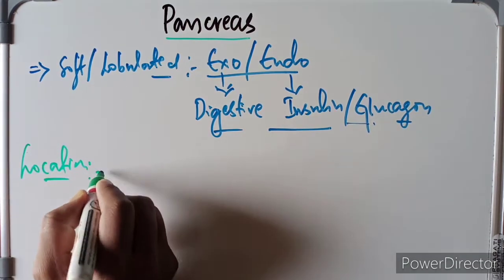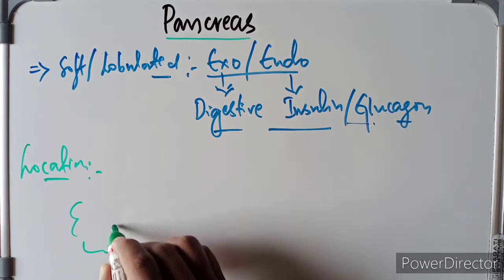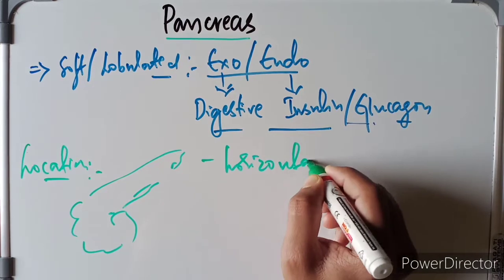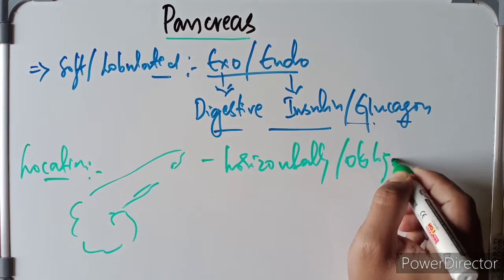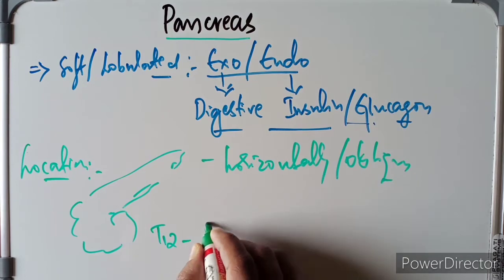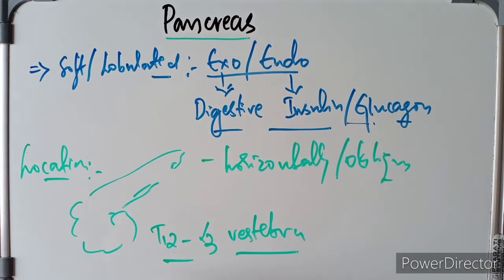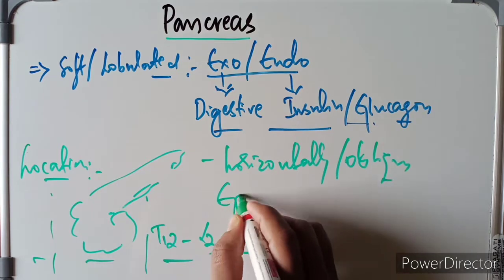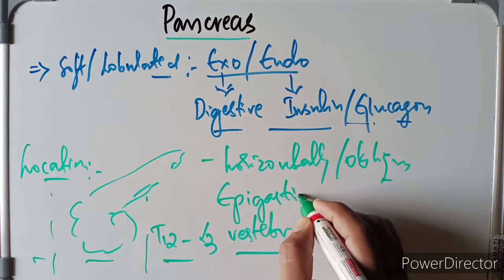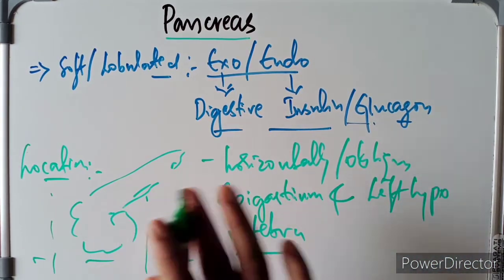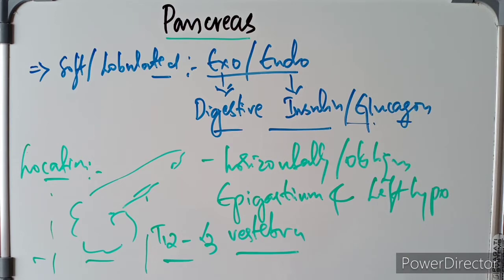Location. The pancreas is located almost horizontally, oblique, approximately opposite to the T12 to L3 vertebra. So what is the position? It lies approximately in the epigastric as well as the left hypochondrium region. If you want to know more about the different regions of the abdominal cavity, we have our separate anatomy video. Please make sure to watch that. It is located in the left hypochondrium and in the epigastrium.